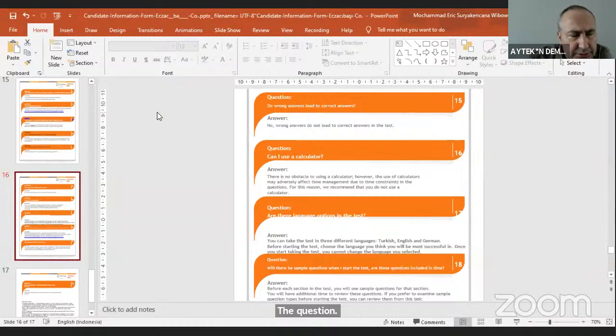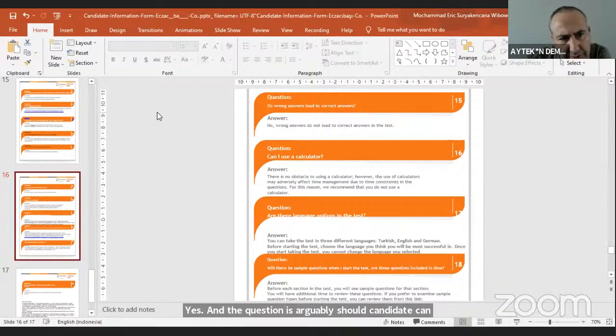Yes, another question. In Eczacıbaşı, candidates can choose three languages: English, Turkish, and German. Why would the company give three language options?